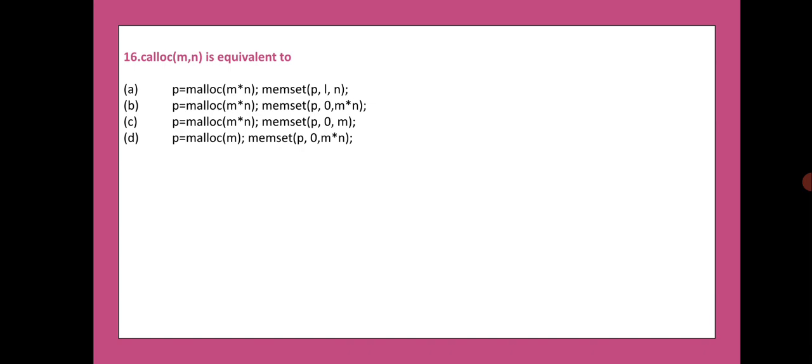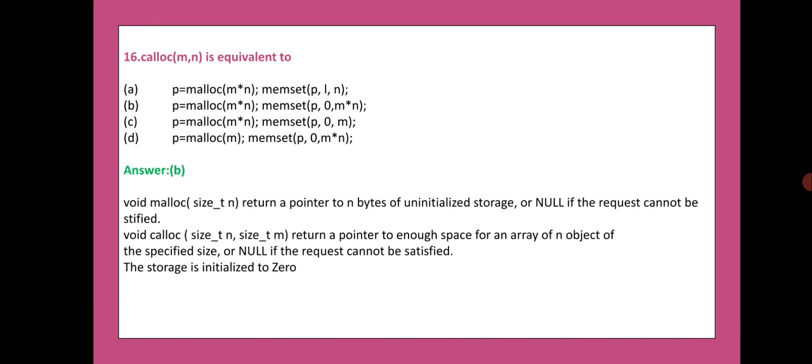p equal to malloc(m*n) and memset(p, 0, m*n).